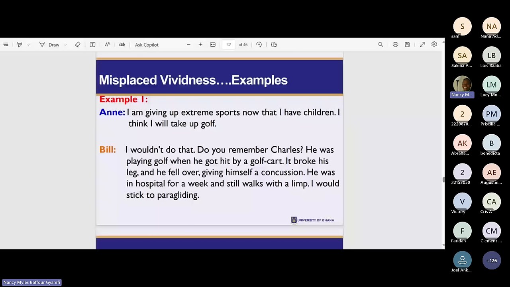Mm. It broke his leg. It was the golf that broke his leg. Go ahead. Okay. Thank you.